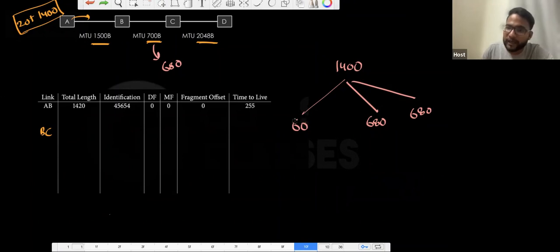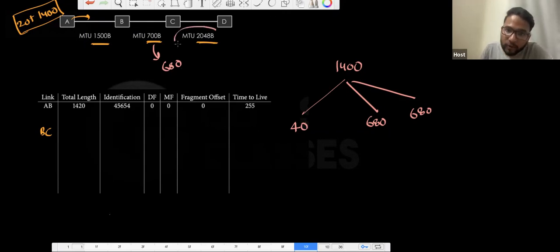So basically, why 680? Why not 700? 700 is divisible by 8, but you need to subtract 20 first to transmit the data. 700 is not the data size, you need to subtract 20. So there will be 3 packets on this BC link.